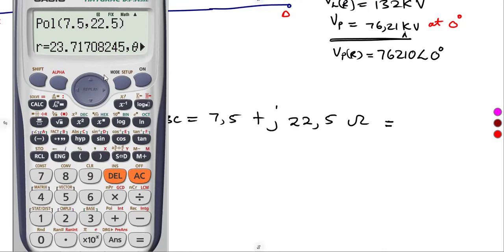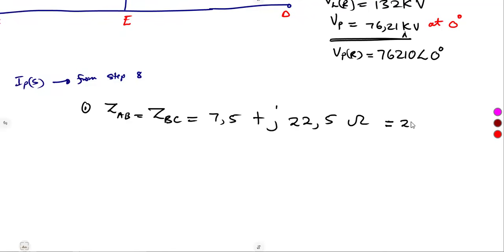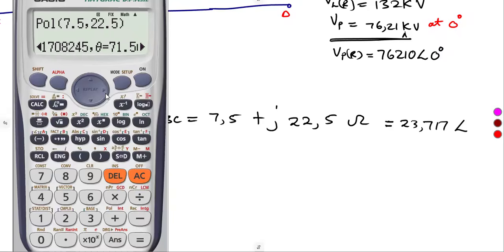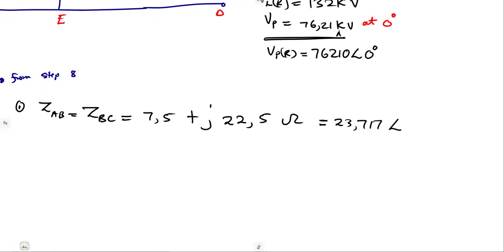R is 23.717. And also the angle, which is our theta, is 71.565. Okay, so we also have the angle there.